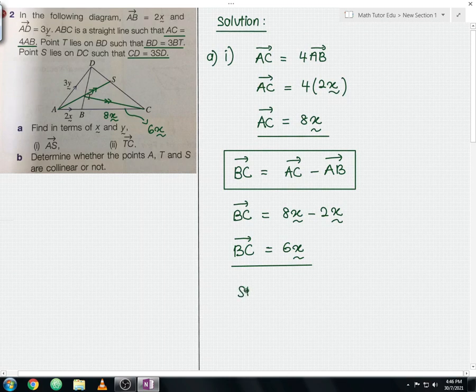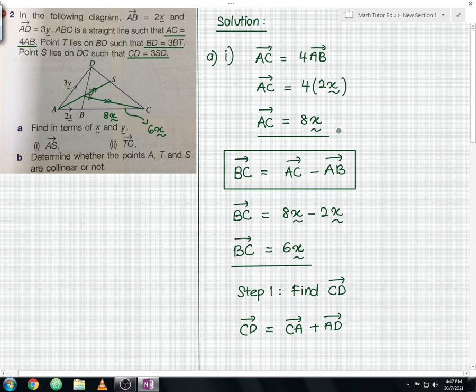Step 1: find vector CD. How do we find the vector CD? We're going to use the law of addition, where we use the vector CA plus AD. Let me include it in the working here. So vector CD is equal to vector CA plus vector AD.